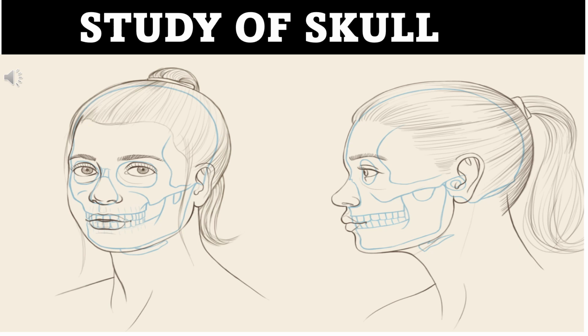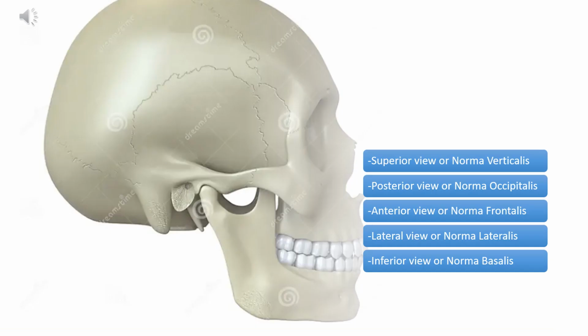Hello everyone. So in this video we will talk about the study of skull. So how can we study skull? There are 5 ways in which we can study skull. First of all, we can study skull from superior side, posterior side, anterior side. So according to this criteria, there are 5 ways.